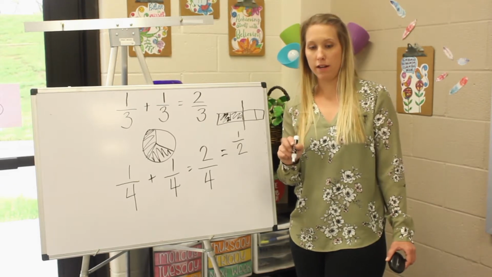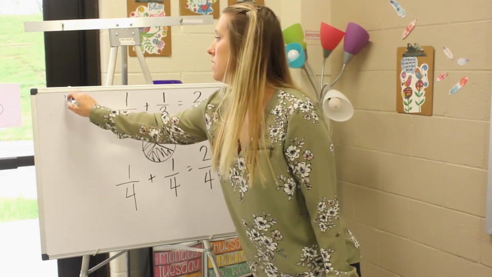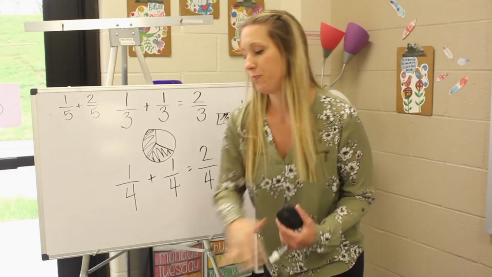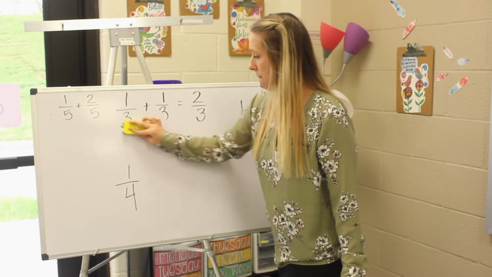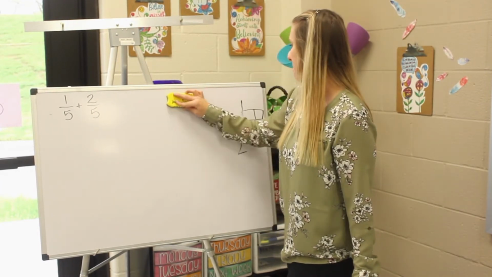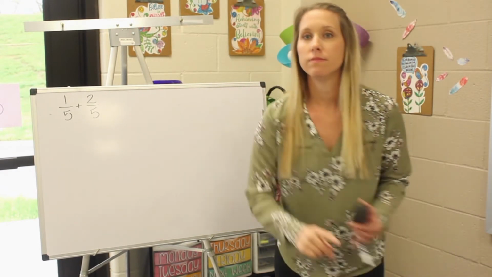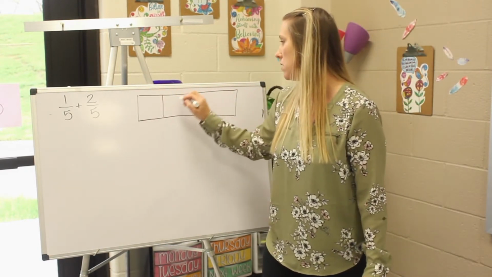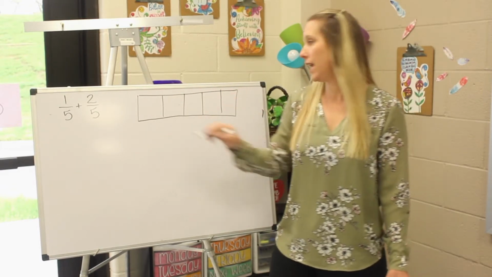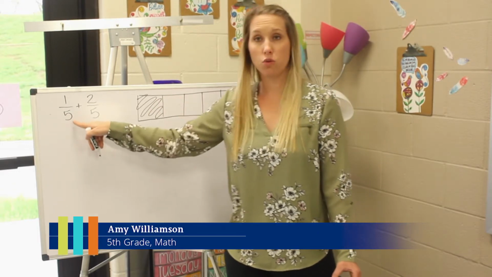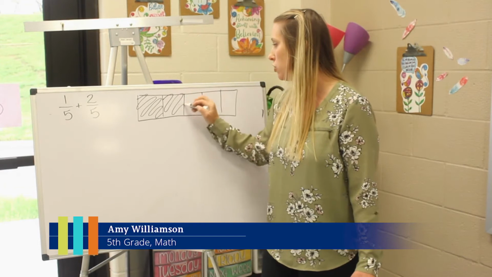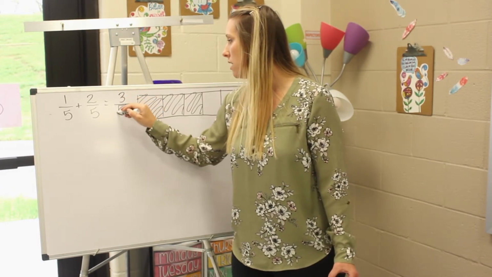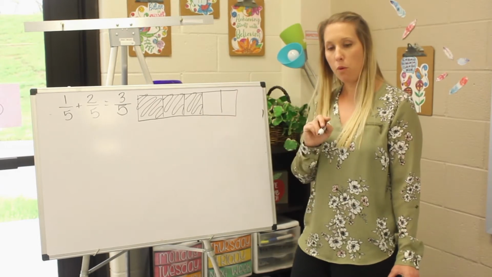Now I want you to try this next one. Solve 1/5 plus 2/5. And this time I want you to draw a model. Go. Did you partition your model into fifths since the denominator was a 5? Did you shade 1/5 to represent your first addend and 2 additional fifths to represent your second to get a sum of 3/5? Good.